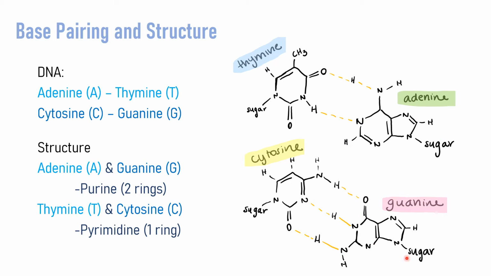Adenine and guanine are what we call purines because they possess 2 rings, whereas cytosine and thymine are what we call pyrimidines because they possess only 1 ring.